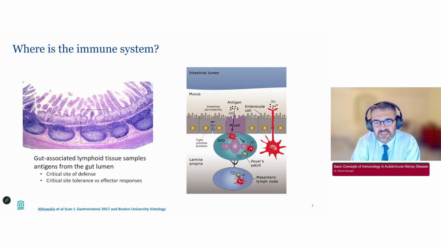There are M cells or microfold cells that allow antigens to move through the cell and be sensed by dendritic cells in the Peyer's patches. And then there are specialized dendritic cells that send these long snorkel-like appendages into the lumen to sense the bacteria. And so this is critical to our defenses.